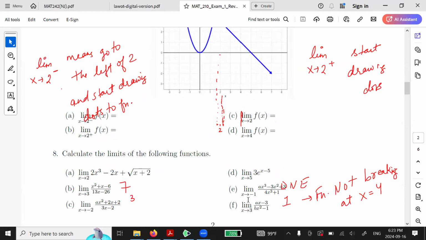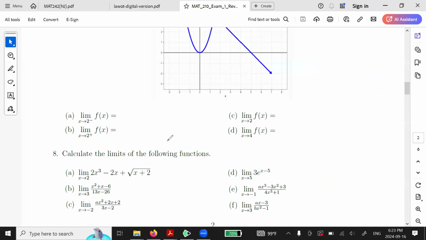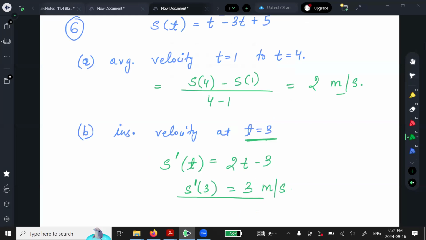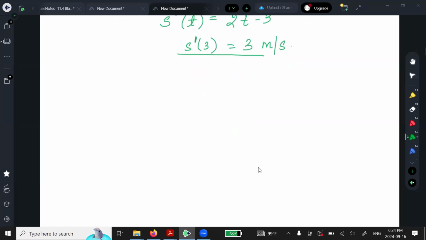Hold on, I can fix this. Okay, so this was the limit question. That's good with everybody, right? Now I don't need the graph, so we can pass it. Now let's go back to question number 8. How do I find limits algebraically?